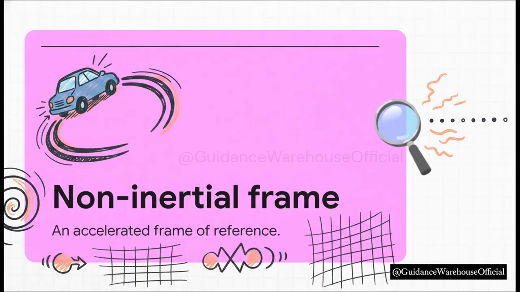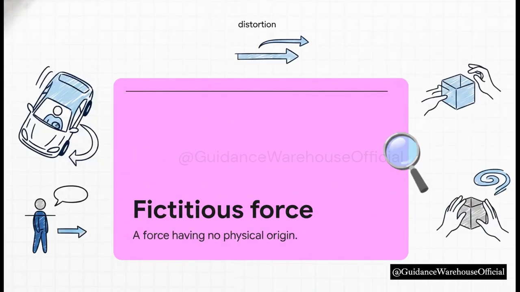So, what's a non-inertial frame of reference? It's simply an accelerated frame of reference. Because the car isn't just cruising straight, right? It's turning. And changing direction means it is accelerating to the side. As long as you're inside that accelerating car, your whole point of view is fundamentally distorted by that acceleration. And that distortion creates what we call a fictitious force, literally, a force having absolutely no physical origin.